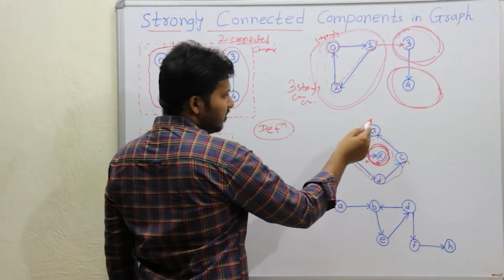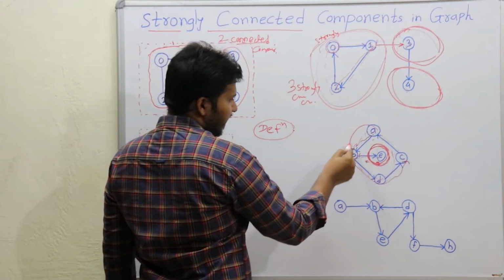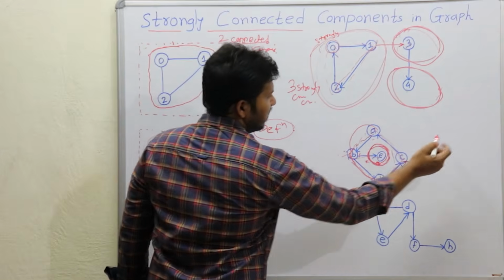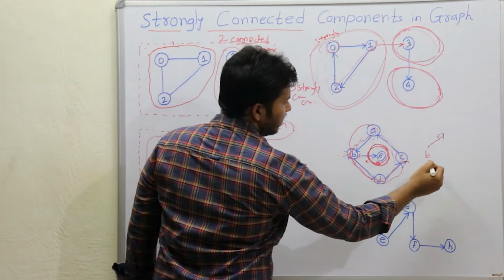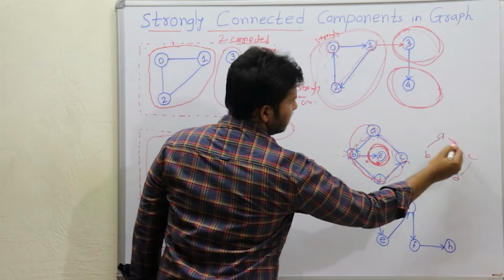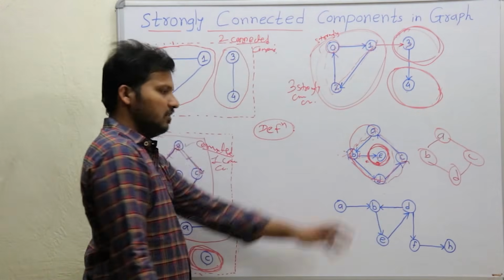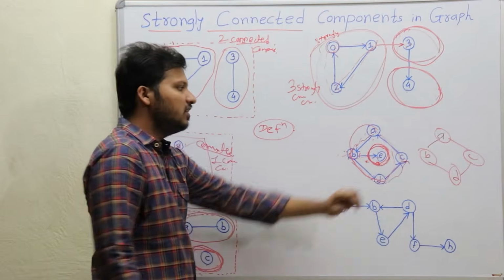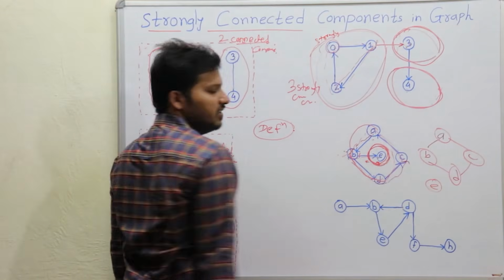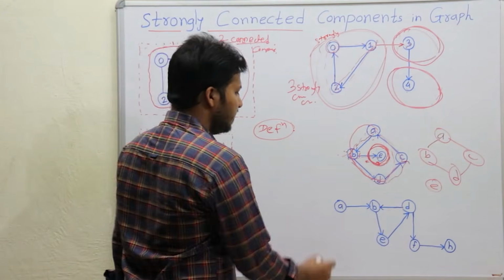So what is the second component? See, this A, B, D, C. So this is the second component and only E is one component, right? Let's go for the third example now.